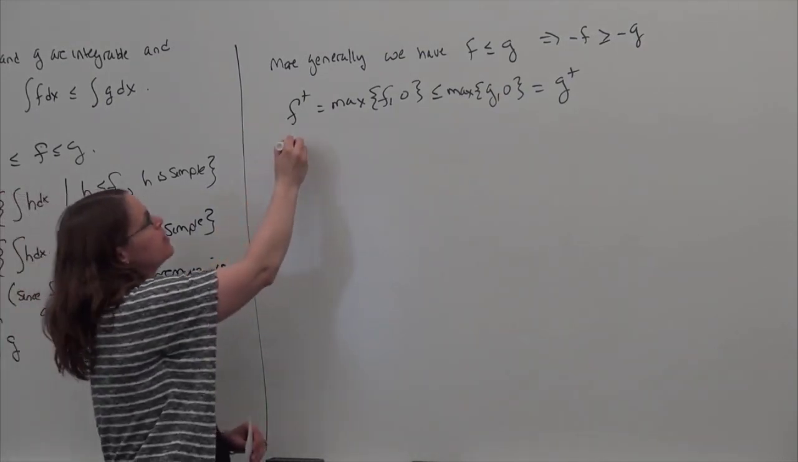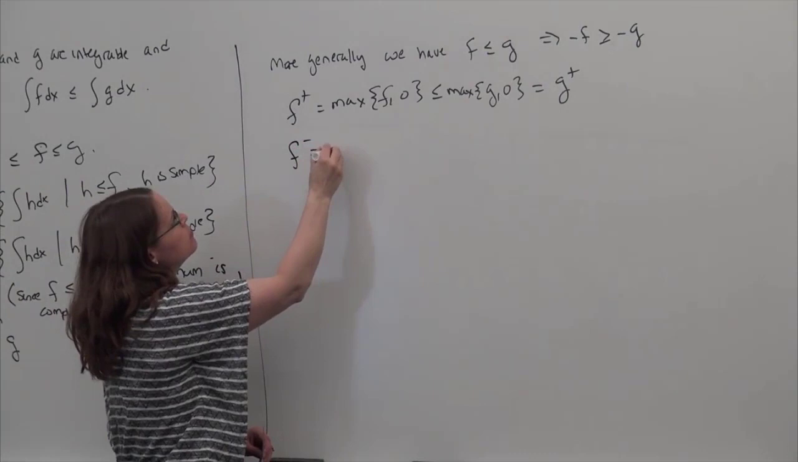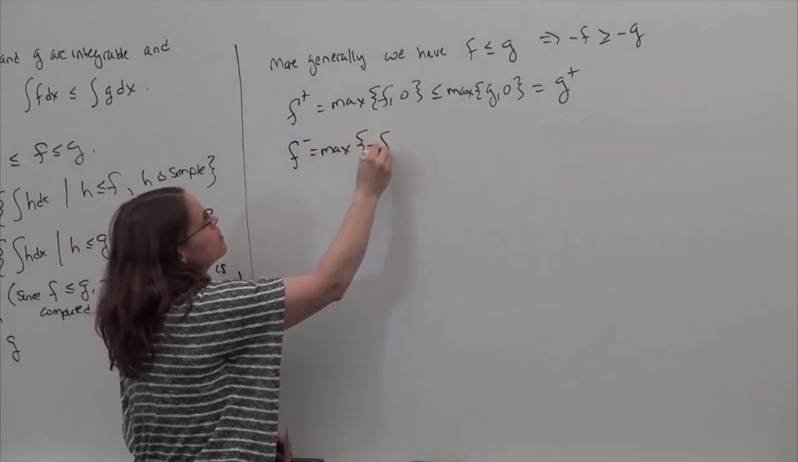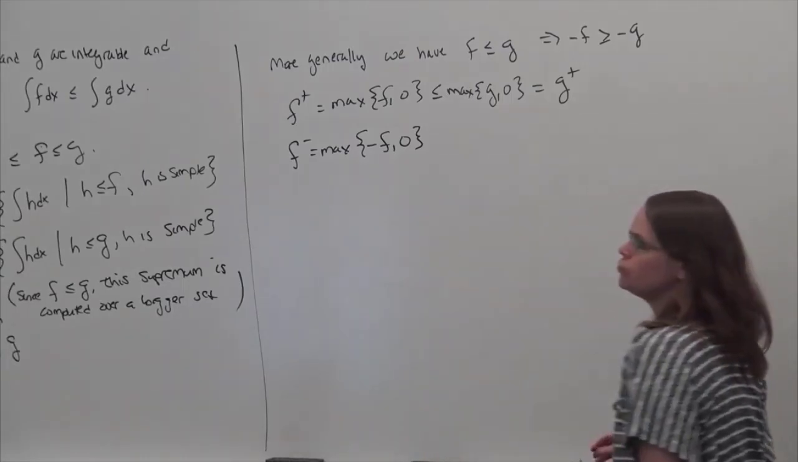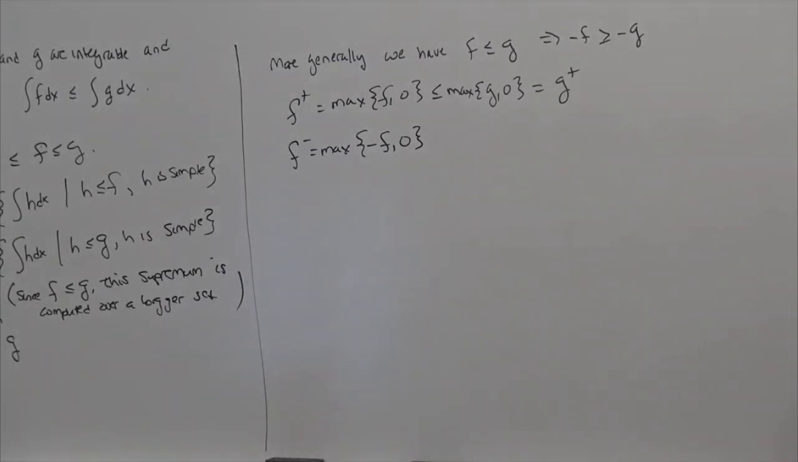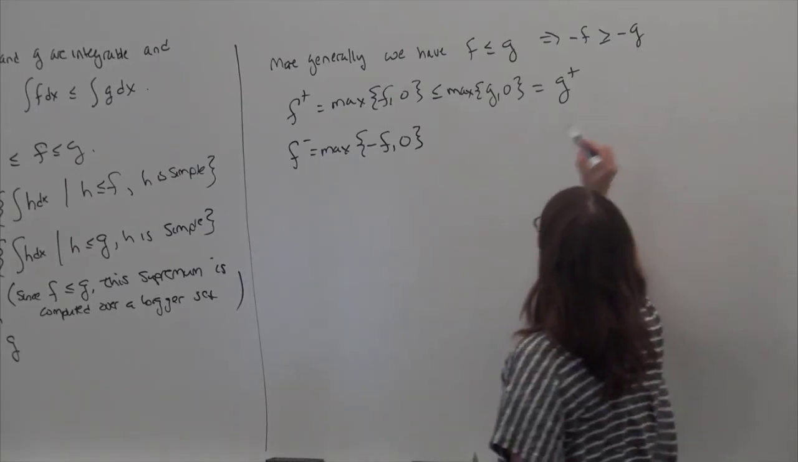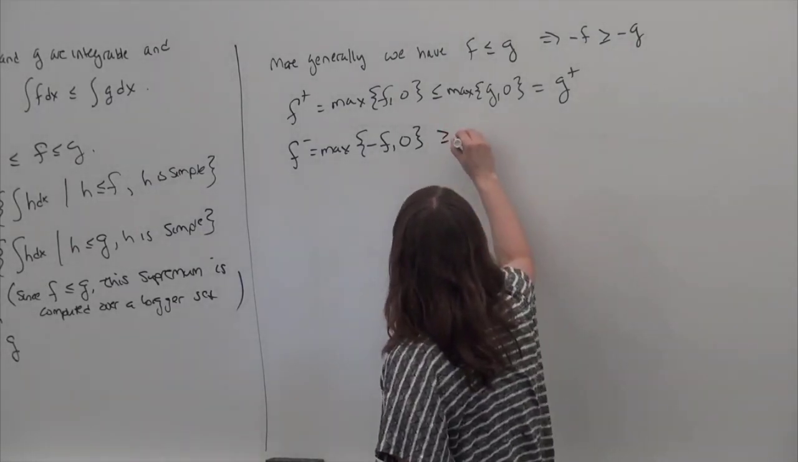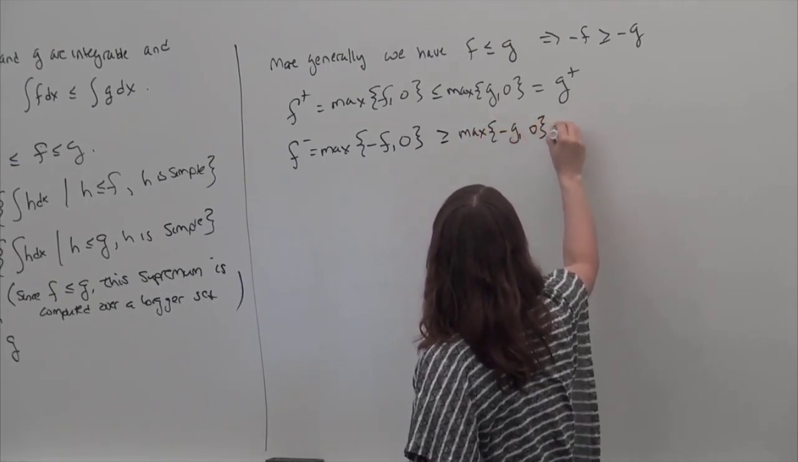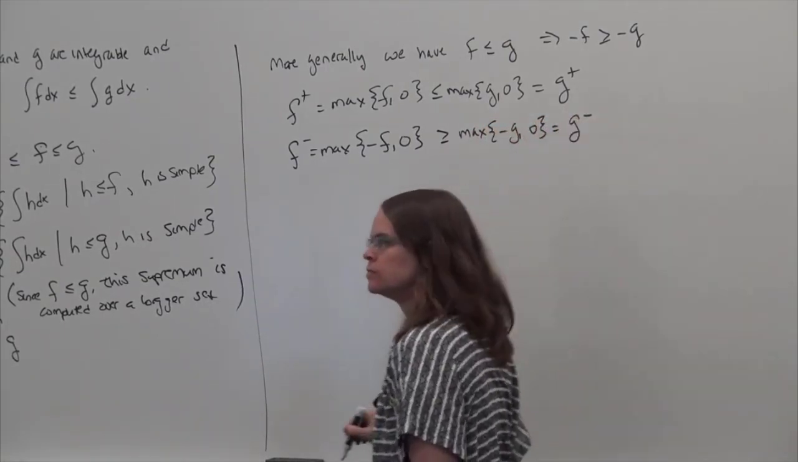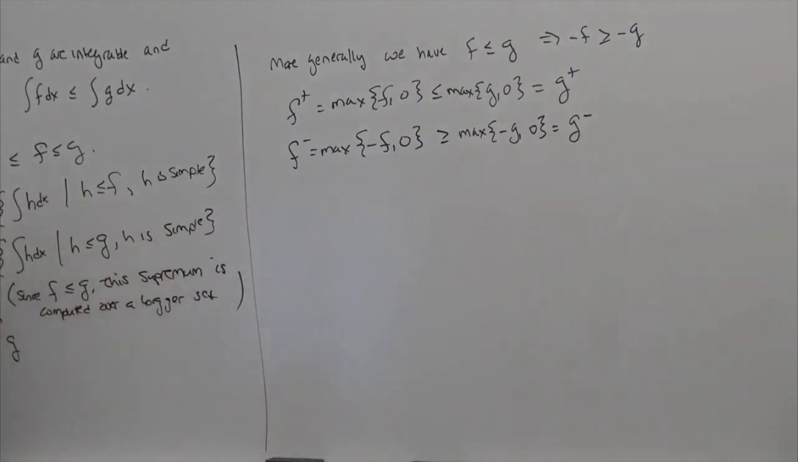And then similarly, we can compute the negative parts, the max of minus f with 0. Now we're going to have inequalities facing the other direction. Minus f is bigger than or equal to minus g. So we get the negative parts are ordered the opposite direction.